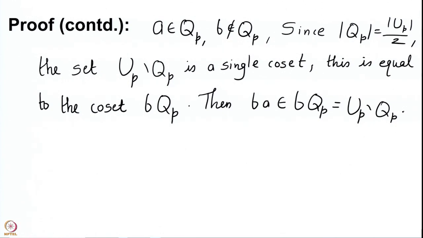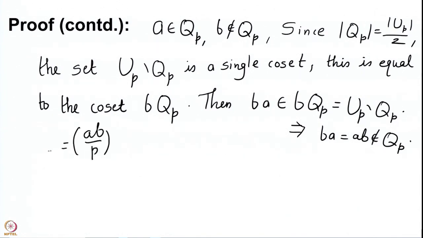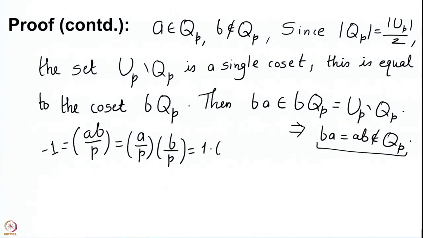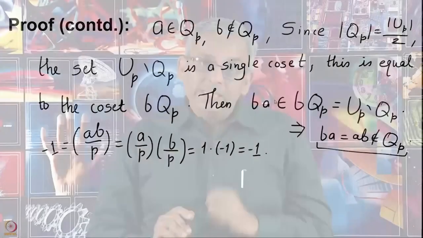So, here we get that when you have A in Q_P, B is not in Q_P, it will tell you that BA or AB is not in Q_P. So, the computations will tell you that (AB/P), which is now minus 1, because AB is not in Q_P, is also equal to (A/P)(B/P), which is 1 into minus 1, which is minus 1. So, the case A being in Q_P and B not in Q_P is now done, because then AB is also not in Q_P. And now we have to deal with the final case, where we will take both A and B not in Q_P.